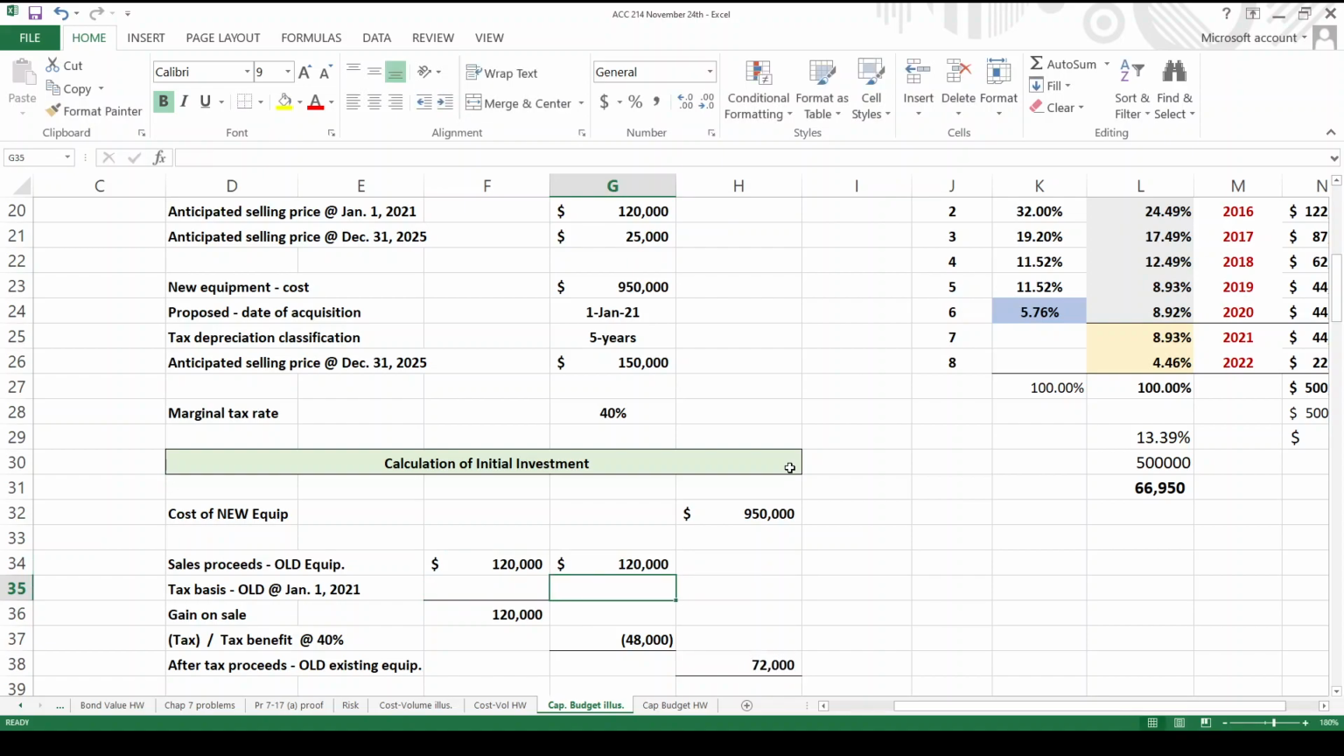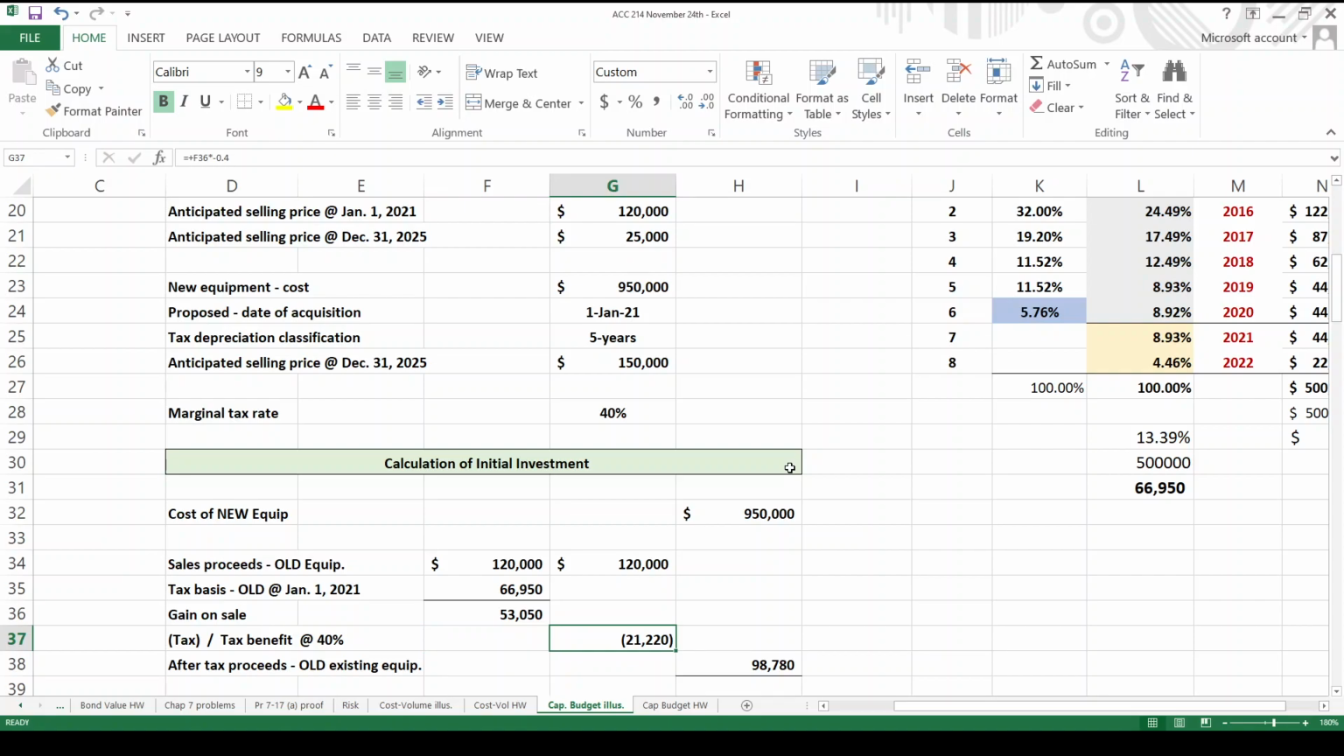I like this setup. So that's going to be the sales proceeds from the old equipment, which we want to compare to what? We want to compare that to the tax basis of the old, which we just figured is 66,950. We have a gain on the sale. That's the good news. The bad news is you have to share. Share with whom? The state and federal government. And God forbid you're inside New York City, you've got to share with those people as well.